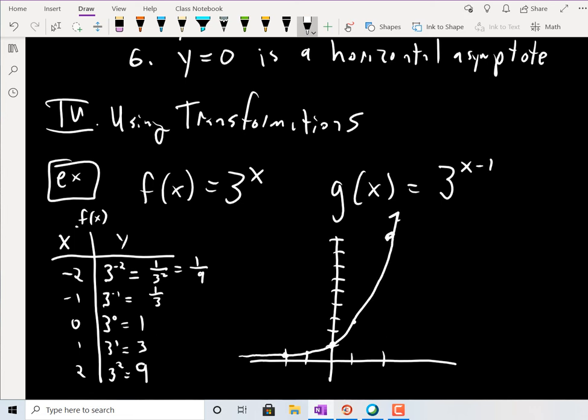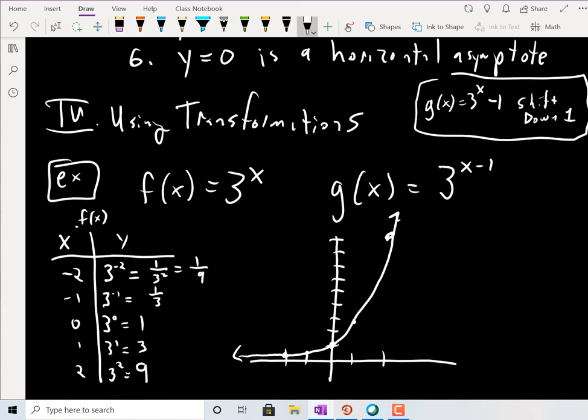Okay, and then this other guy, what does it do? That shifts it to the right by 1. Okay, so if you have g of x equaling 3 to the x and then -1, this would be a shift down. But if the -1 is in the exponent, this is a shift right by 1. Okay.